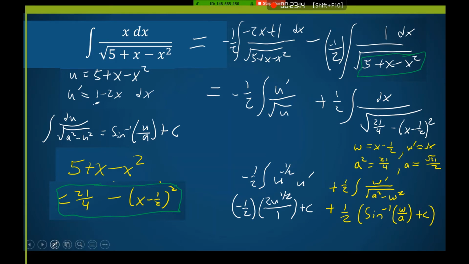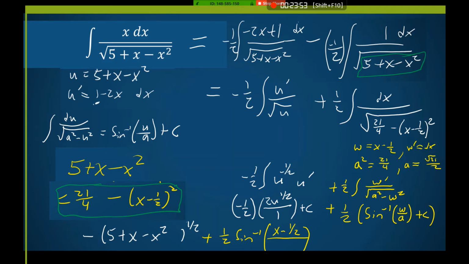So this is, in white, I've got negative 1/2 times 2, the 2's will cancel, so that leaves negative u to the 1/2 power, or negative, my u was 5 plus x minus x squared, 5 plus x minus x squared to the 1/2 power, which I will simplify to a square root in my last step. And then in yellow, we've got plus 1/2 times the arc sine of my w, which was x minus 1/2, divided by my a, which is the square root of 21 over 2.